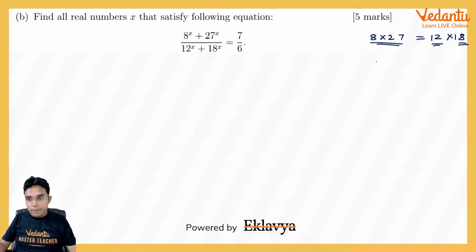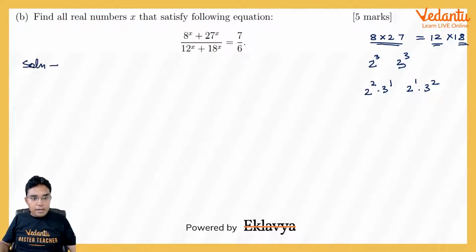In fact, I can write 8 as 2 power 3, 27 as 3 power 3, whereas 12 is 2 power 2 into 3 power 1, and 18 is 2 power 1 into 3 power 2. So you can see these numbers are written as combinations of 2 power and 3 power. Also, some of you may be looking at the answer directly by saying that if I put x equal to 1, then 8 plus 27 is 35 and 12 plus 18 is 30, so it gives me the answer.